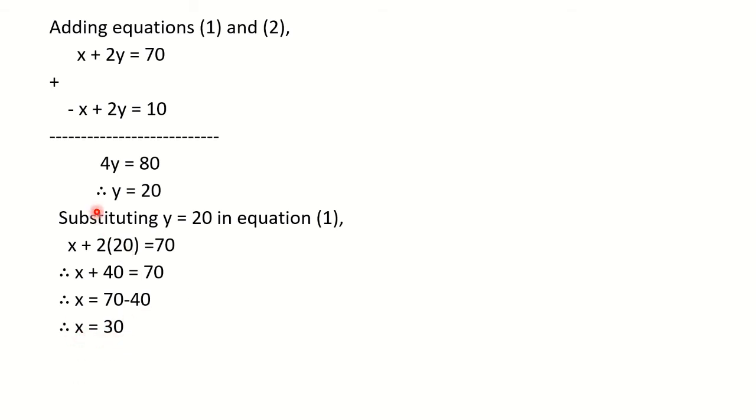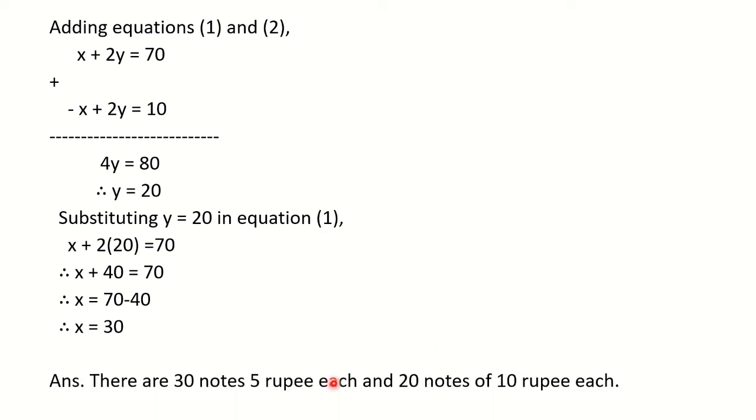In this way we have got the values of both the variables. See, x is equal to 30 and y is equal to 20. It's a word problem, so the final answer we have to write as a statement. So take help of the first statement of your solution to write down the final answer: that therefore there are 30 notes of 5 rupee each and 20 notes of 10 rupee each. Okay, so please copy it down.